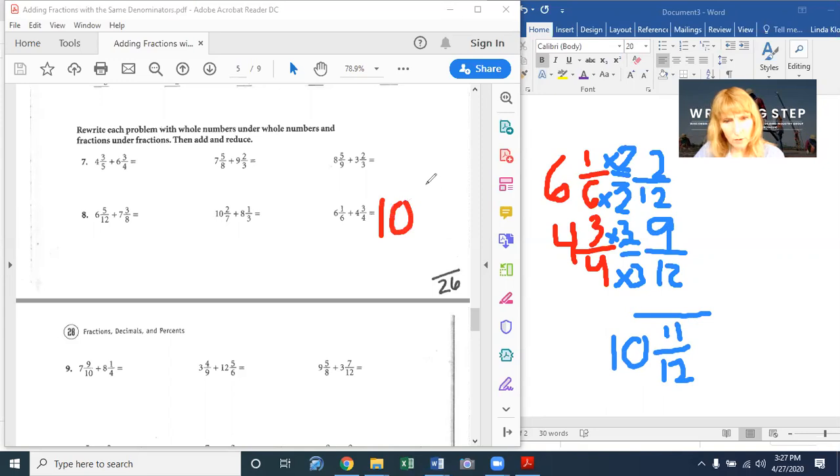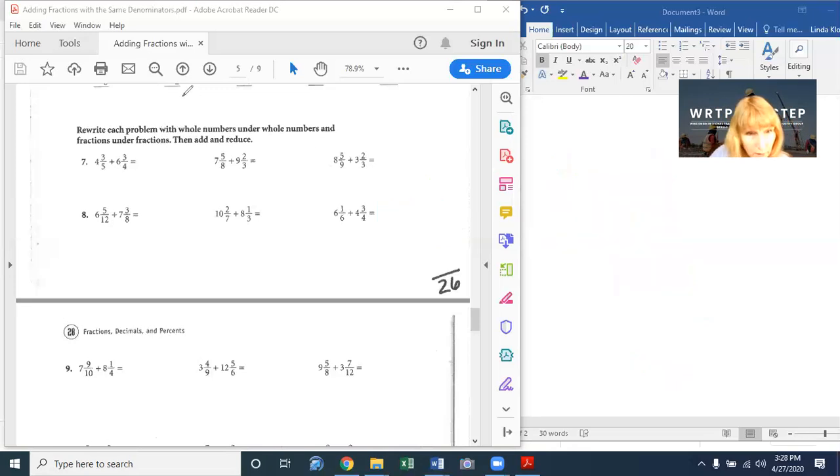And on these ones, they want you to realign them vertically so that you can do this. It's always easier to line your fractions up vertically when you're adding or subtracting, especially when you have to change the denominators. So there is the answer to 8. Let's try row 14.